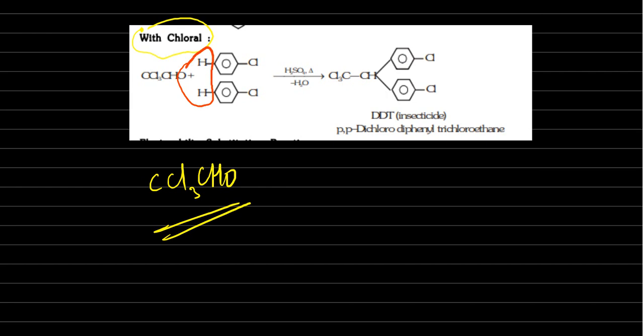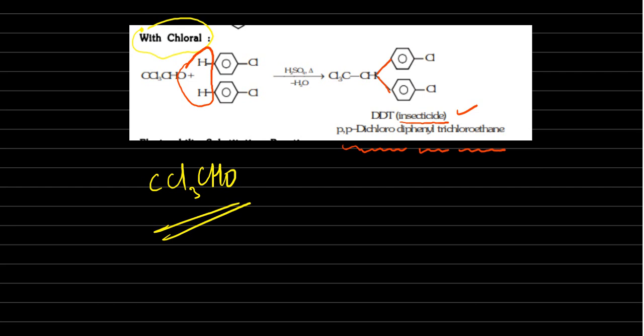Last, with chloral. This is the chloral, CCl3CHO. This is the common name of chloral. We are taking chlorobenzene. Here, this oxygen and this chlorine, oxygen and the para position hydrogens are just removed, forming these two phenyl groups. Okay, this name is DDT. It is an insecticide. It is very important. Para dichloro diphenyl trichloroethane, that name is.